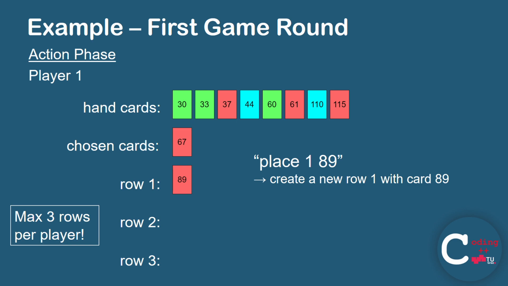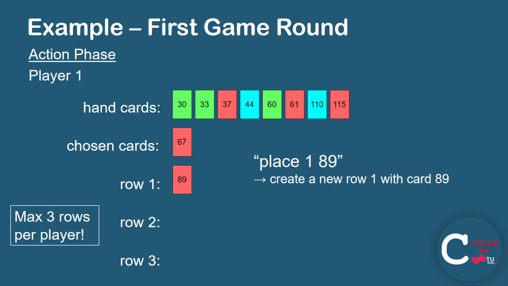Here you have to take care that each player can create a maximum of 3 rows during the whole game. You can see rows 2 and 3 are still empty, but they are placeholders because only 3 rows can be created per player. Also, empty rows will not be printed in the program, but rows that contain cards will.